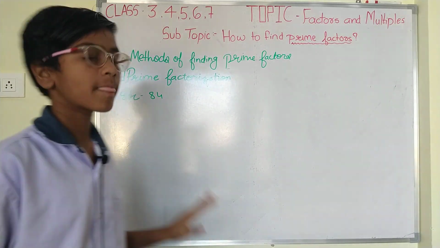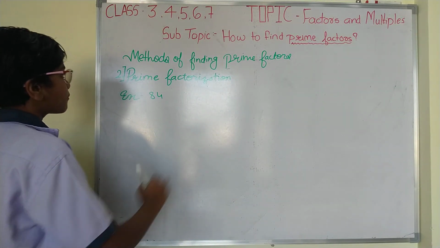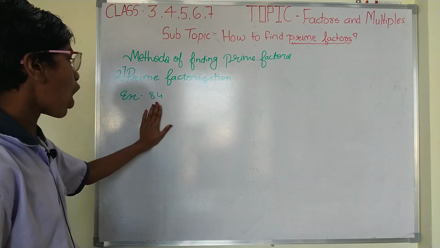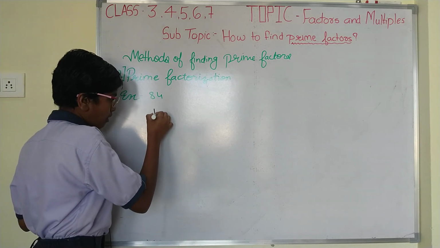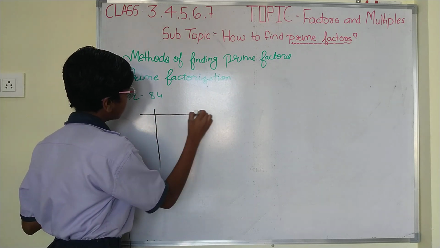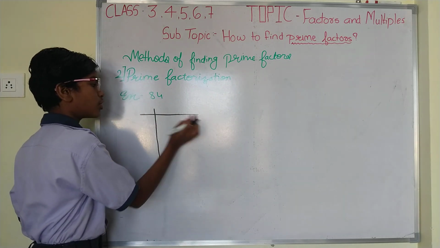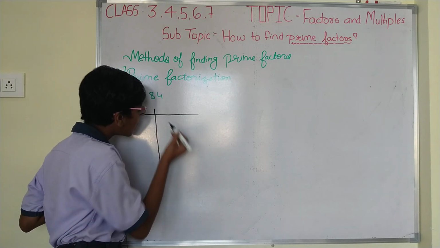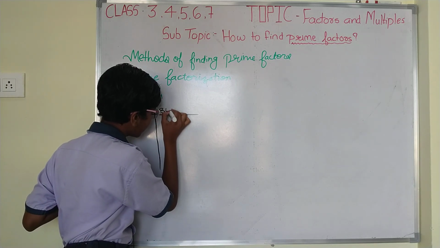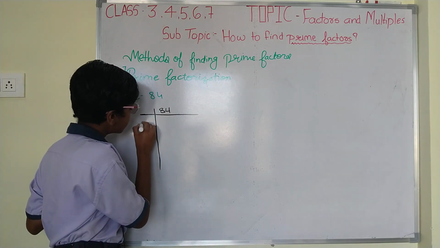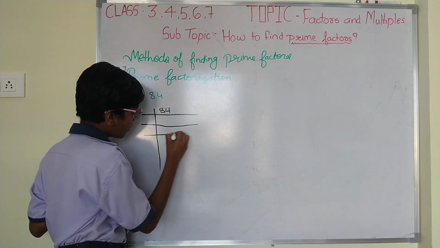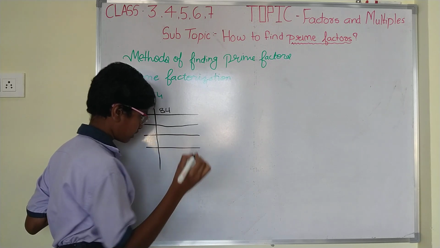See this. Methods of finding prime factors. Prime factorization of 84. So we'll draw a bar. First I'll draw a vertical line, then I'll draw a horizontal line intersecting here only at the topmost point, not in the center. I'll write whatever is my number here, like 84. I'll draw another line. Then I'll draw another and another like this.